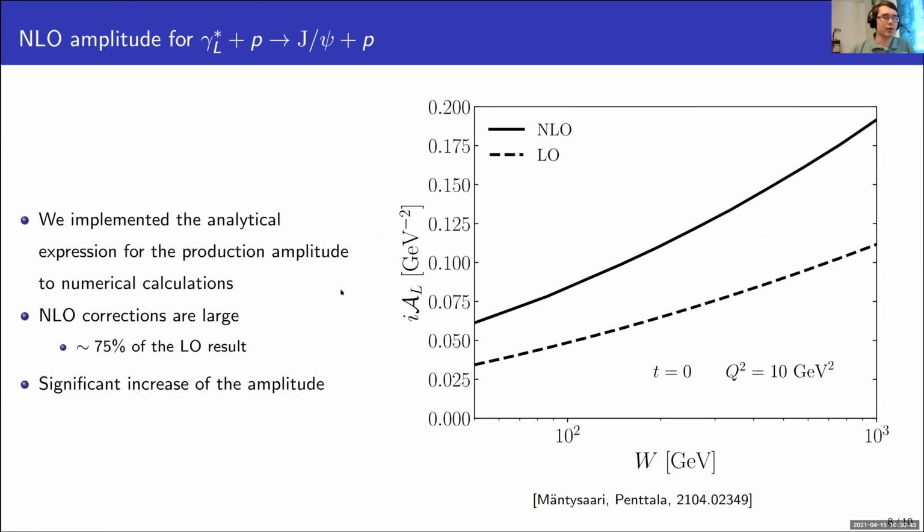So we took our analytical expression for the production amplitude and did the numerical calculations. Here are the results for the leading order and next to leading order production amplitudes. We found that the next to leading order corrections are large, about 75% of the leading order result. And this results in a significant increase of the production amplitude.